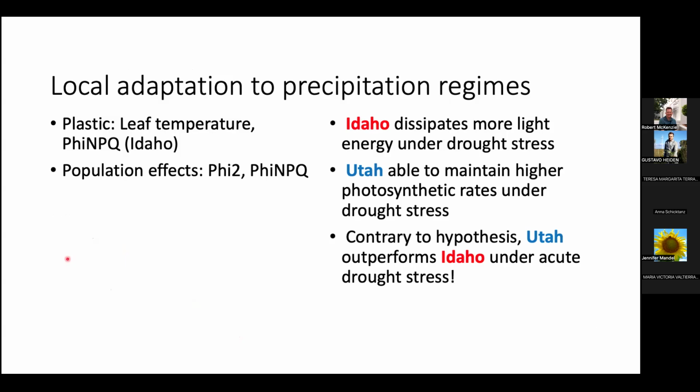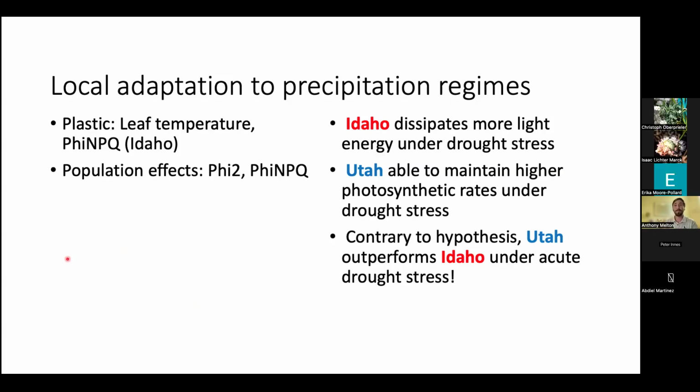And so overall, looking back at our prediction that the Idaho seedlings, since they experienced that much longer, prolonged period of drought stress, would perform better when evaluated by these metrics than the Utah seedlings. Well, we actually see that as backwards. The Utah seedlings are able to maintain much higher photosynthetic rates under drought stress than the Idaho seedlings, and the Idaho seedlings are dissipating much more light energy under drought stress than our Utah seedlings. So contrary to our initial hypothesis, it seems that the Utah population is performing better under this short-term drought stress.